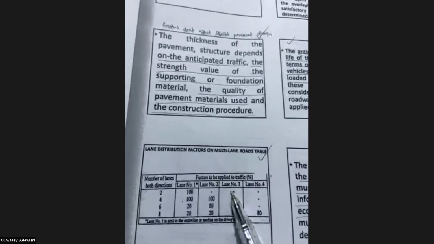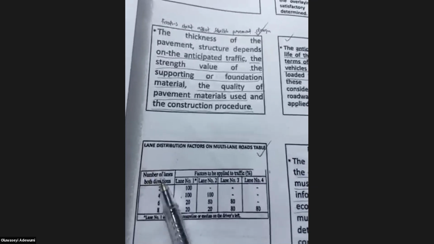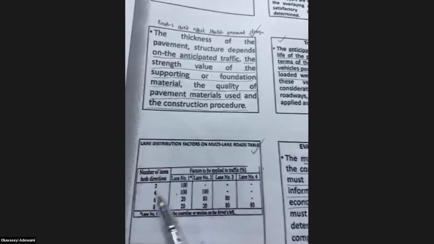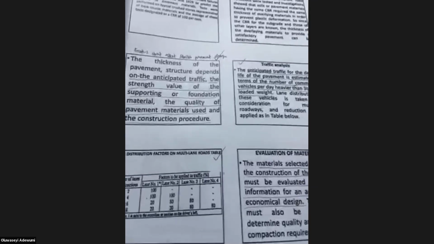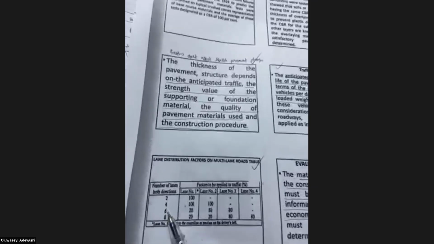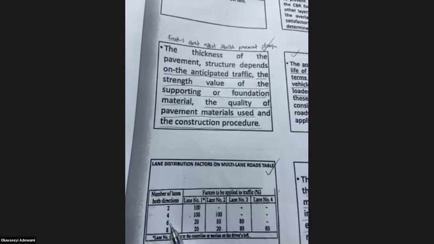Okay, yeah. If you go to this CEG530 table, let me show you. This is the lane distribution factor. We have lane number 3, and we have number of lanes in both directions, that's total number of lanes. This is 3 lanes in both directions, meaning that we are going to have 6 lanes. So if we come here now, that's going to give us 6 lanes. We always have 6 lanes in both directions.